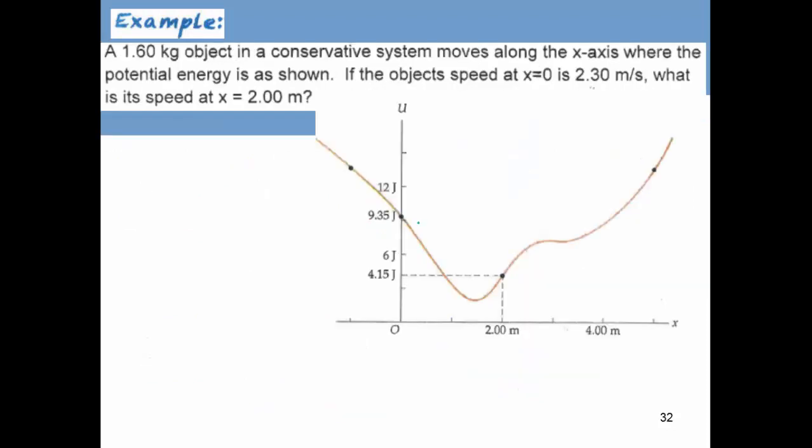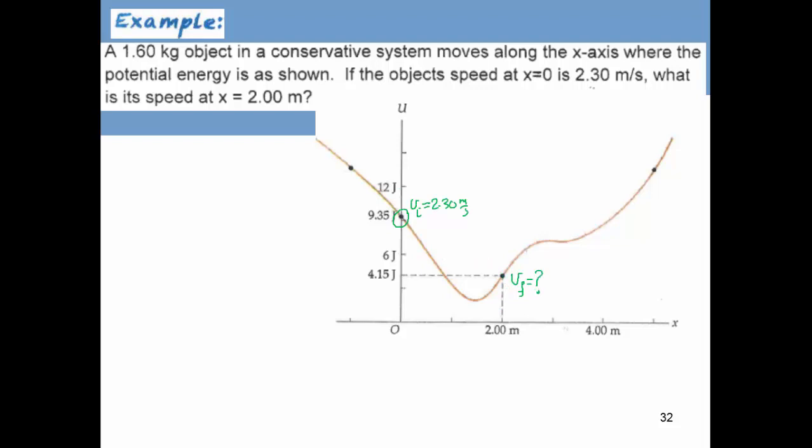In this problem, we are given the mass and we are given the velocity at the initial and final position. And the figure represents the graph of potential energy, gravitational potential energy versus position. So we are told at position x equal to 0, which is this position here, the velocity is 2.3 meters per second. While at position equal to 2 meters, we are asked to find the final velocity.